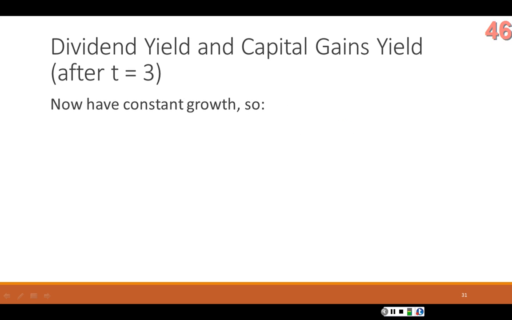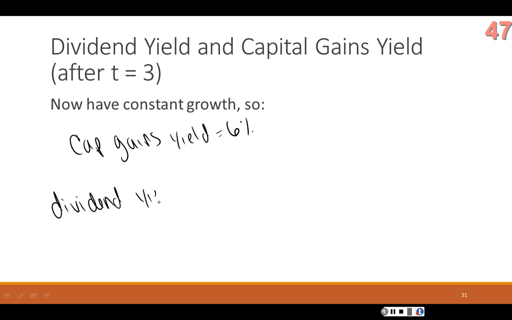After time period 3, we have constant growth rate. So our capital gains yield is going to be equal to our constant growth rate of 6%. Now we can calculate our dividend yield. It would be equal to our total return, our 13%, minus our capital gains yield of 6%, to give us a dividend yield of 7%.